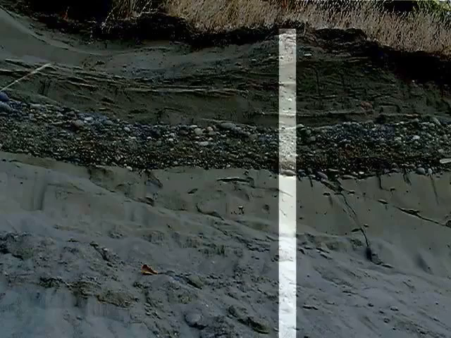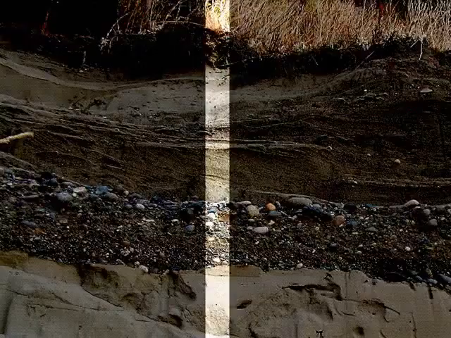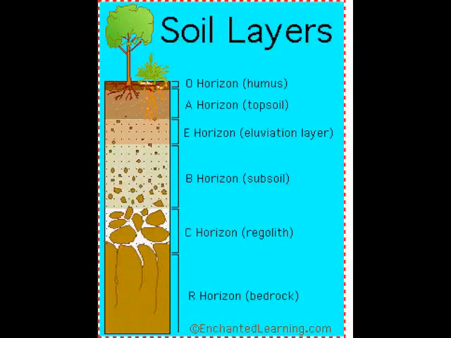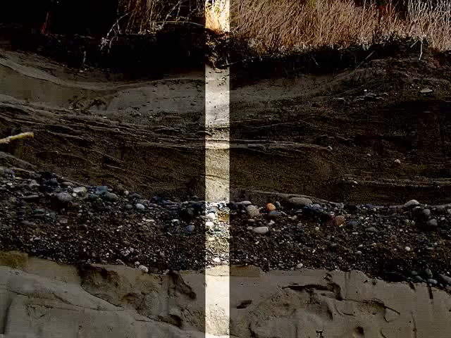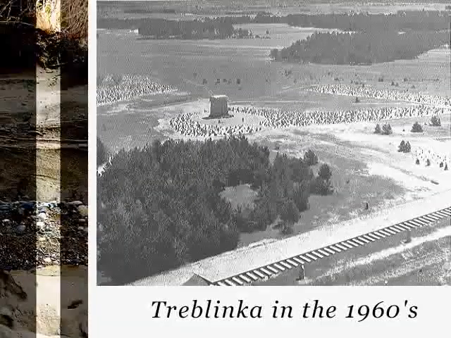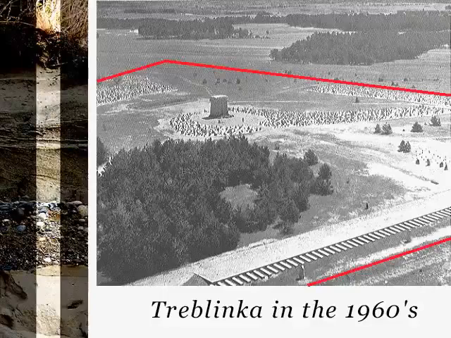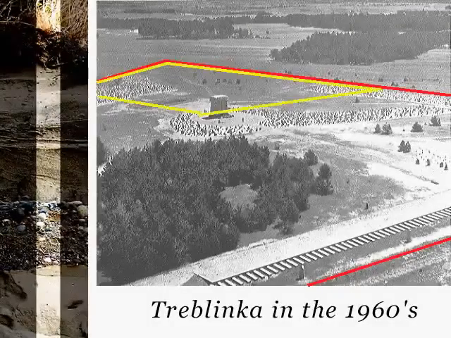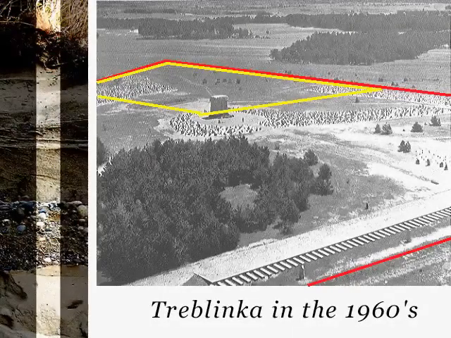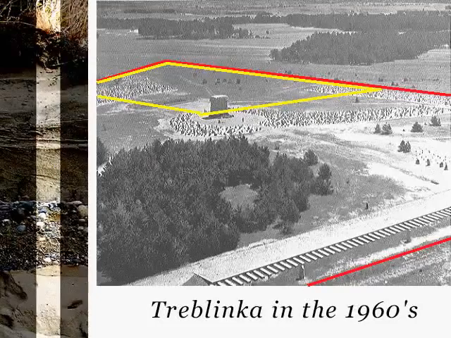An experiment one could do at the camps would be to take core samples from a nearby field just outside the camp and compare it to core samples taken inside the camp. By comparing the sediment layers, one could determine if large pits were ever dug. To illustrate this, here is a photo of Treblinka in the 1960s. This is roughly the perimeter of the camp, and this is roughly the alleged killing and burial area of the camp where 700,000 were at one time purportedly buried.